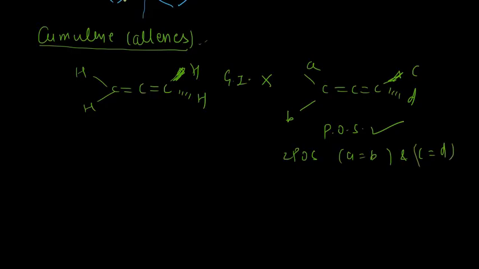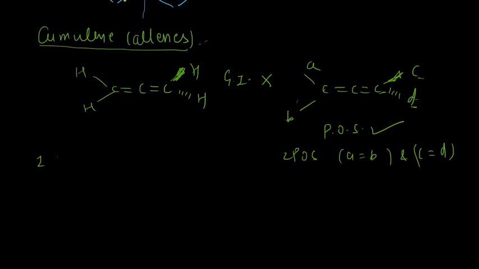How can you assume that? You can imagine that if the plane passes through A, B and that carbon, and C and D are the same, that is a plane of symmetry. If the plane passes through C, this carbon and D carbon, then this molecule will give a plane of symmetry. It has two planes of symmetry if the substituents are the same.